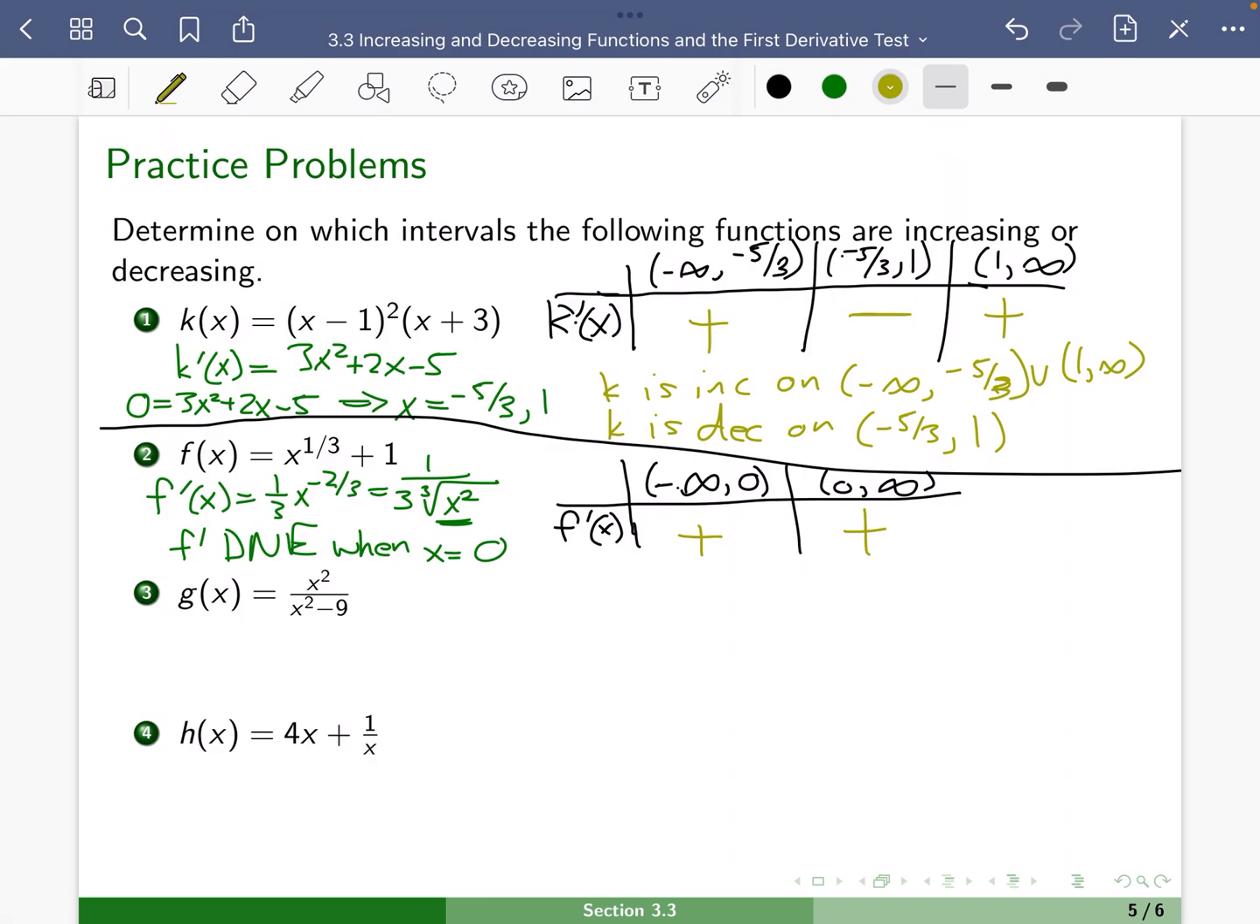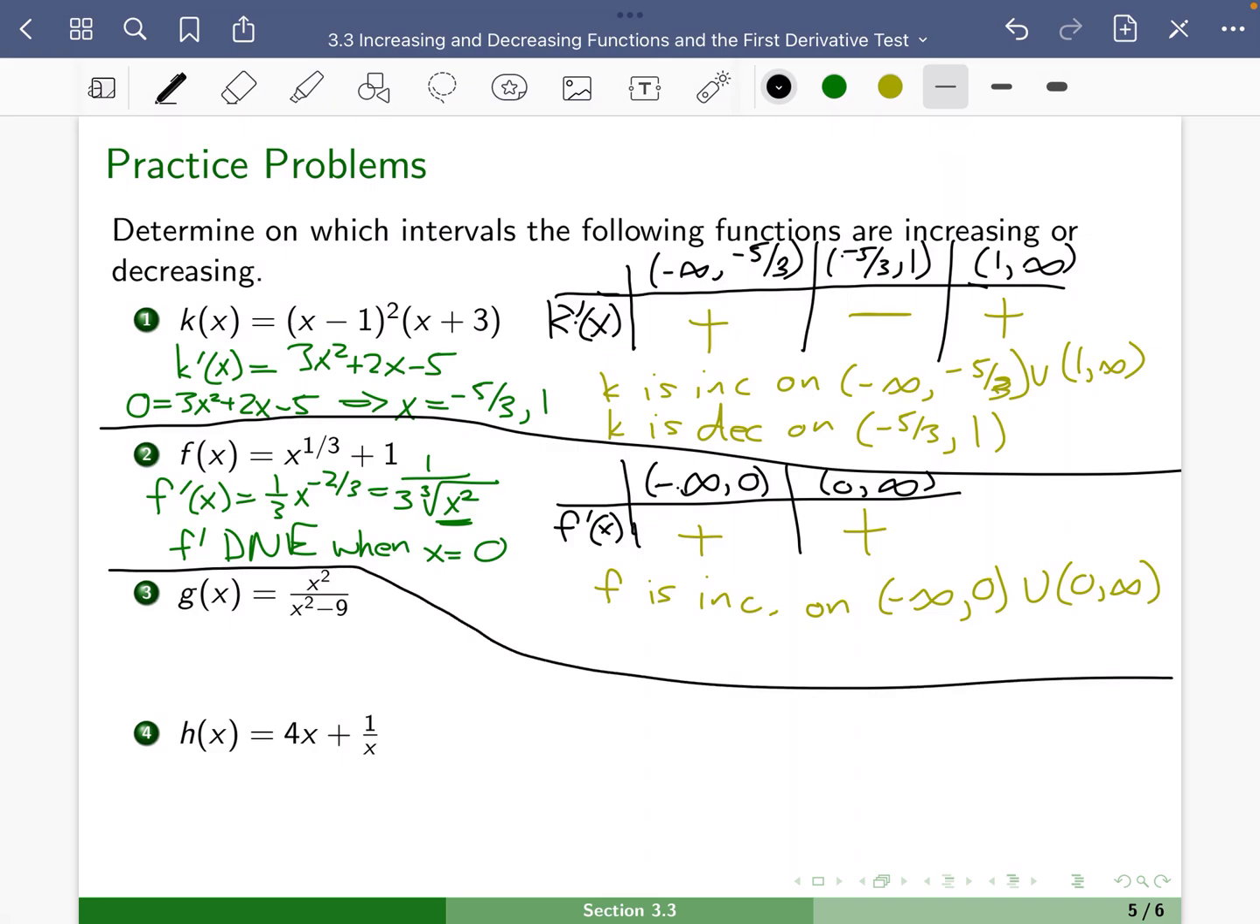So what does this tell us? Well, this tells us that f is increasing on negative infinity up to 0, along with 0 to infinity. And it is not decreasing anywhere. And that is what we have for that second example.